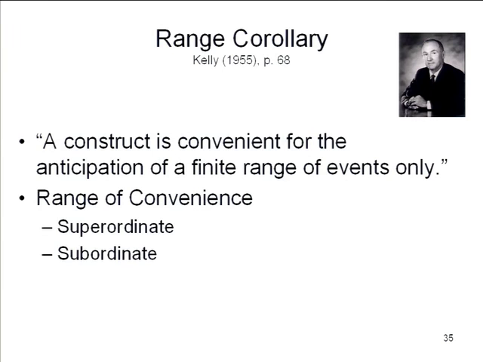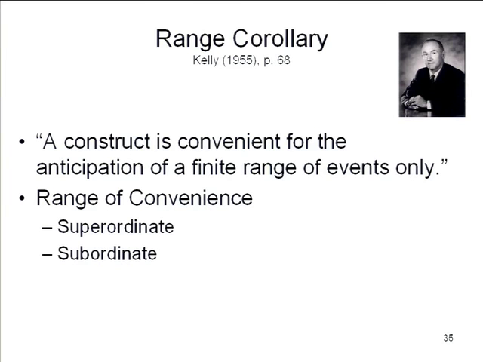To go back to my automobile example for a moment, if I construe something as a vehicle or not a vehicle, rocket ships and bicycles can have that construct applied to them. If I construe something as a Buick or not a Buick, only a very small range of vehicles can be construed with that kind of construct. So range of convenience is really very important.